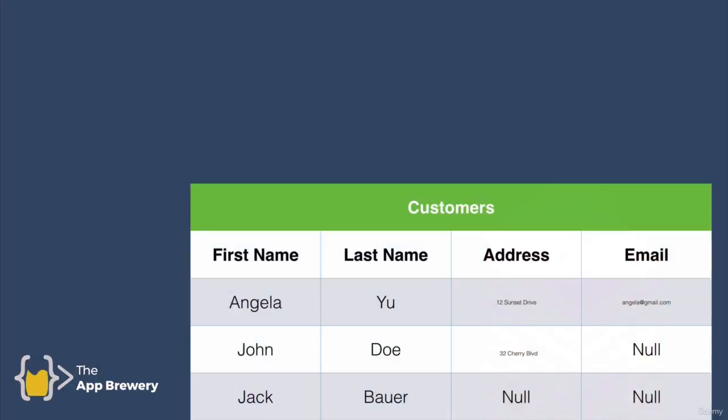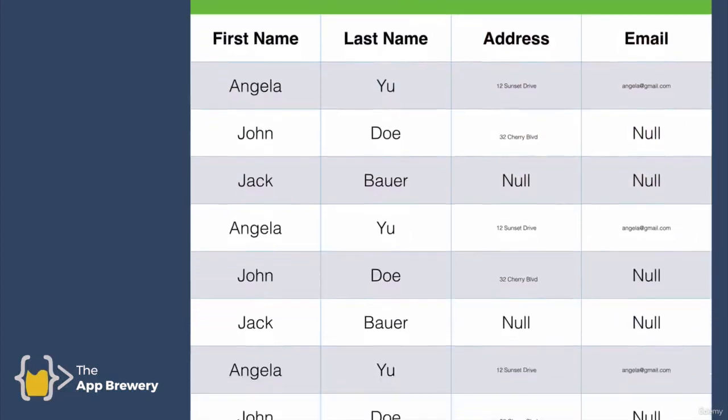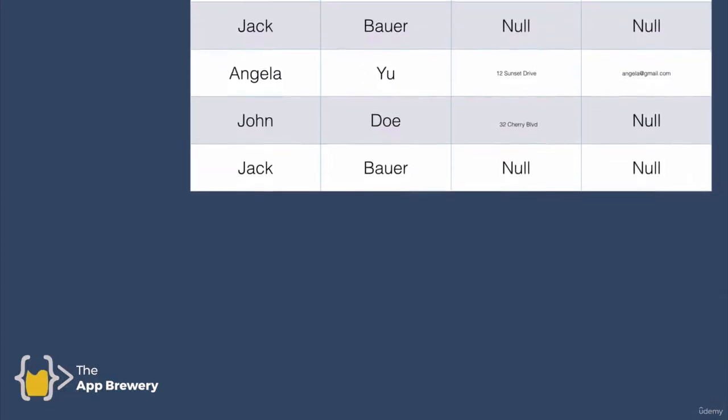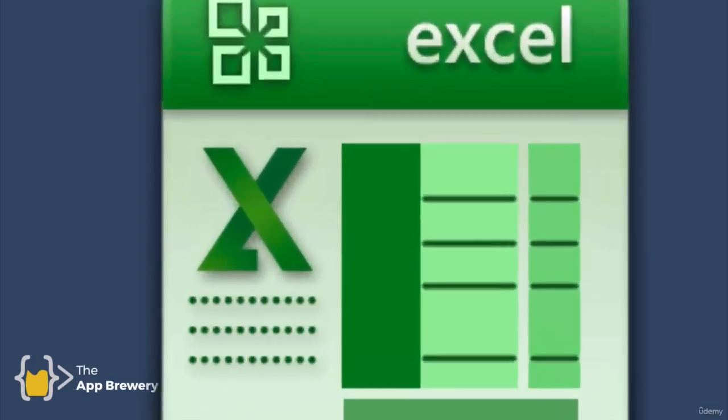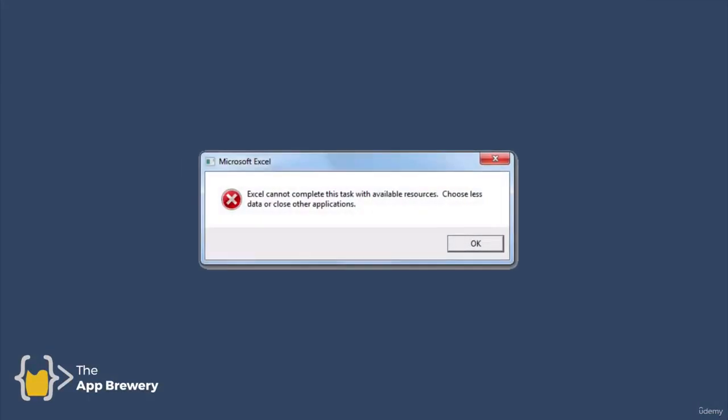If you've ever had an Excel spreadsheet that has lots and lots of rows, so say 10,000 plus rows, then you might have experienced this. It gets slower and slower the more rows of data you add, until a point where the file is so big that your computer can no longer handle it. And you might get a pop-up saying, Excel cannot complete this task with available resources. Choose less data or close other applications. It's saying that you need a more powerful computer.